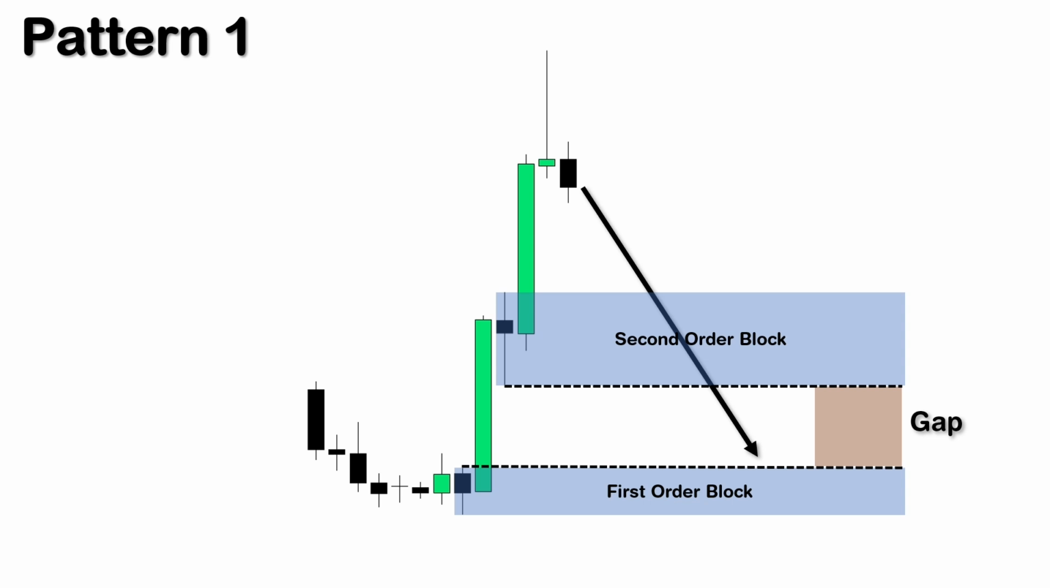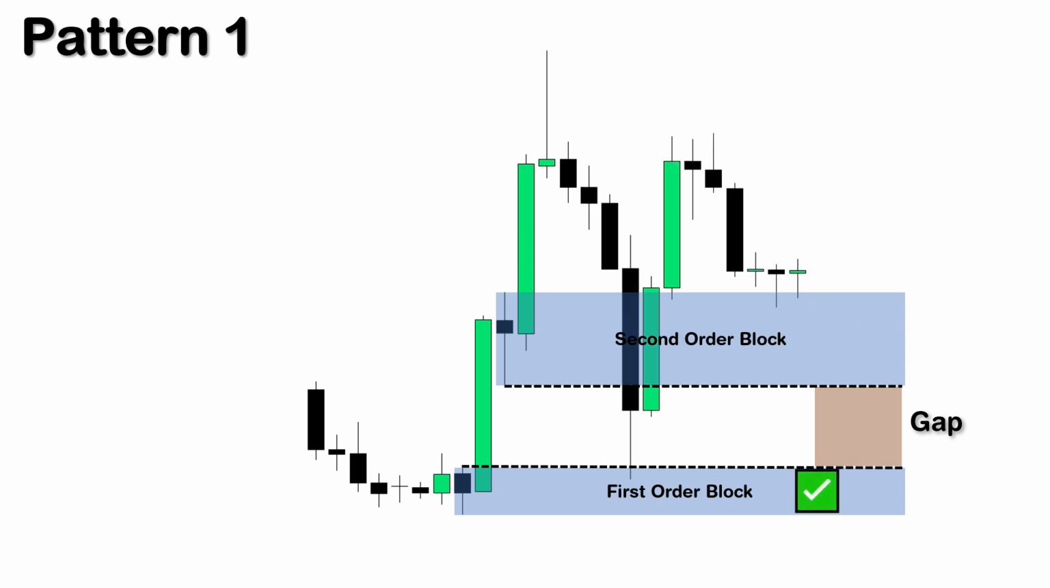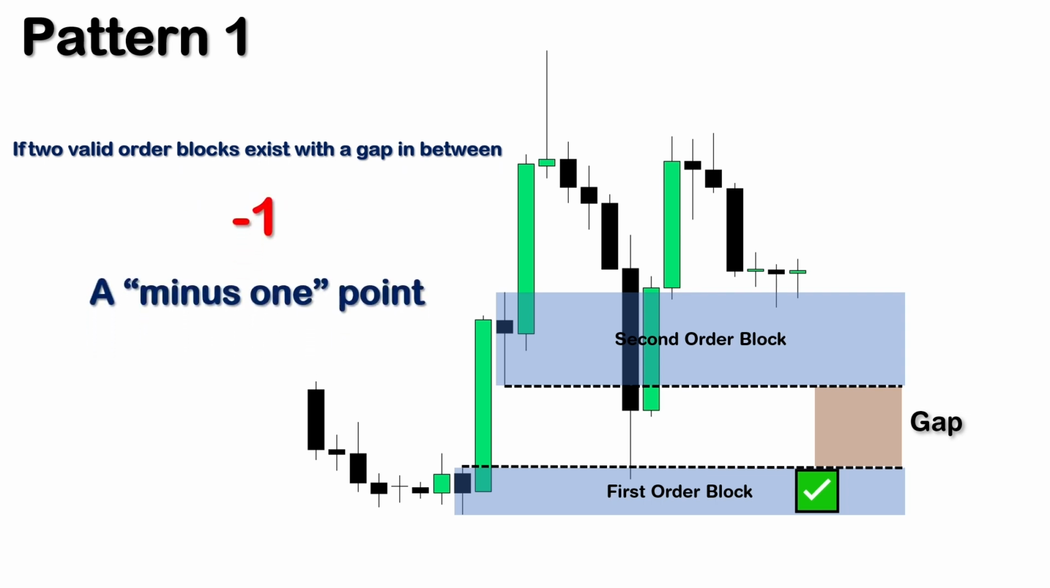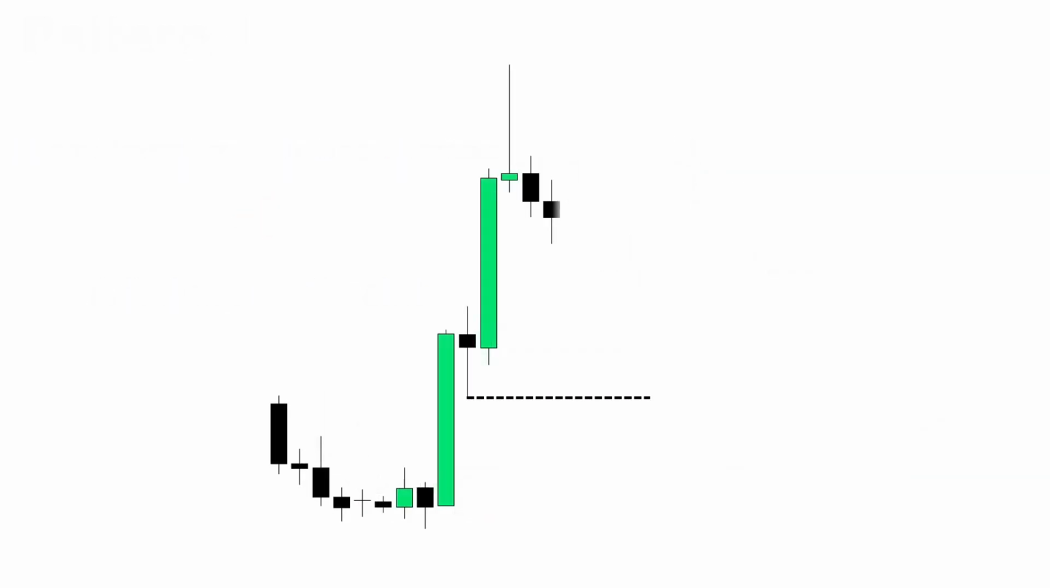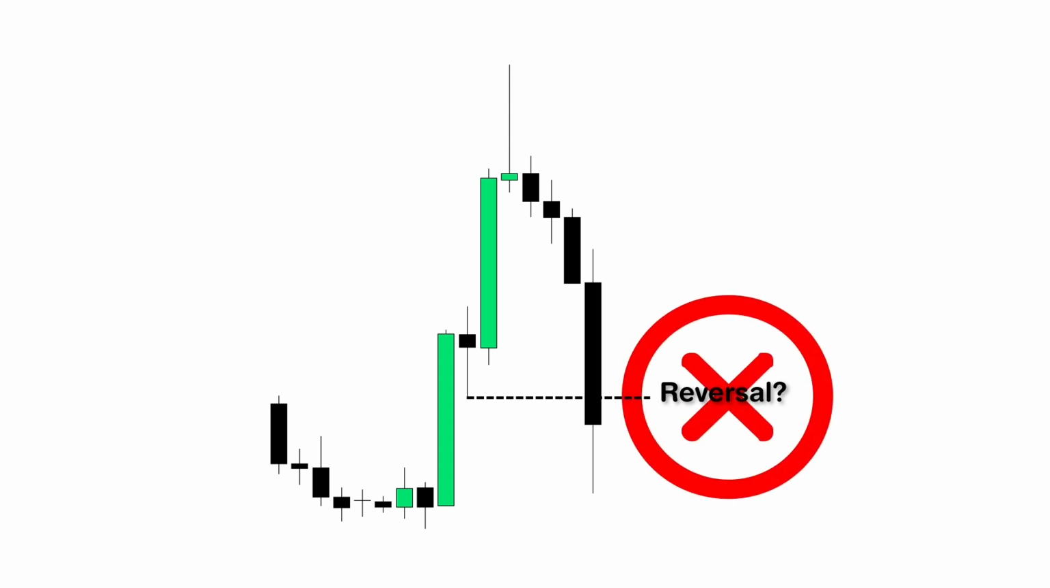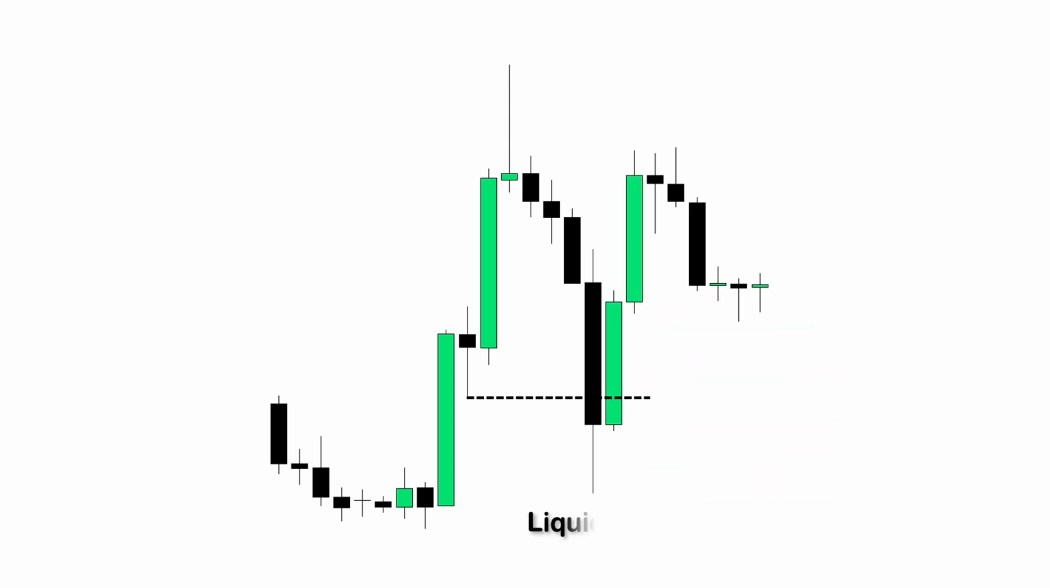This increases the likelihood that the second order block may be ignored, while the first order block has a higher chance of being revisited by the price. If two valid order blocks exist with a gap in between, we assign the second order block a -1 point, since it has a higher risk of failing due to liquidity grabs. Breaking below the second order block is not necessarily a reversal. It could simply be a liquidity grab before future price movements.